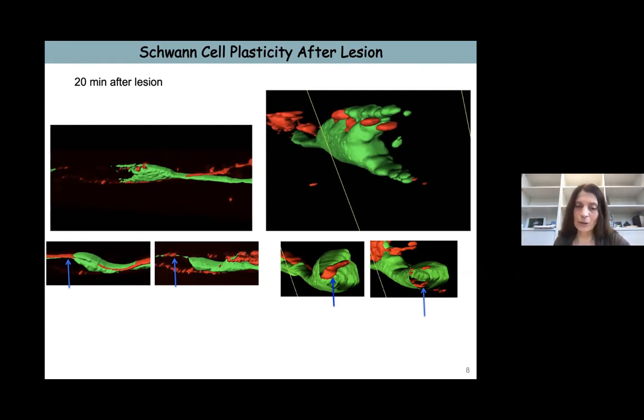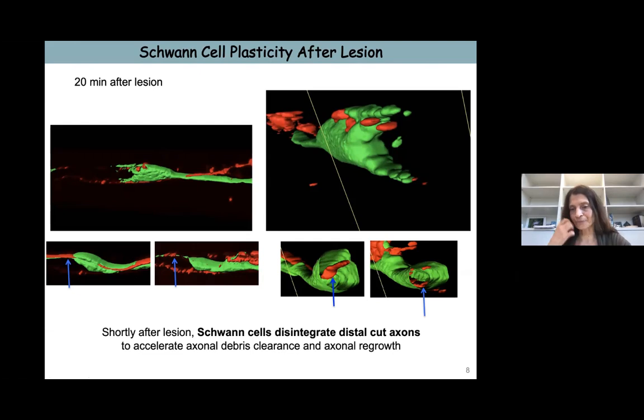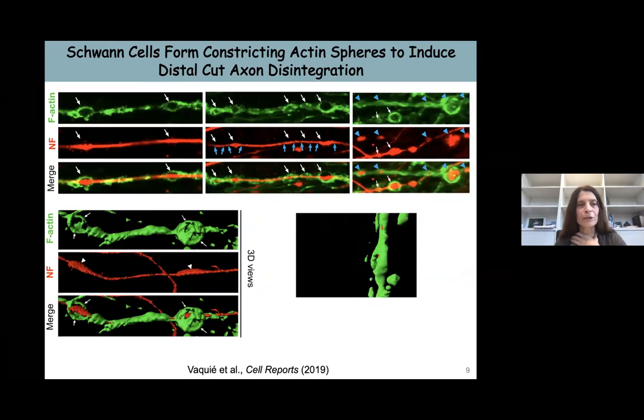So this is actually what we have shown in this article that was published last year in Cell Reports. We show that shortly after lesion, the Schwann cells accelerate the disintegration of the distal part of the axon that is cut out from the cell body. And this accelerates axonal debris clearance and also accelerates axonal regrowth. And so Adrian has shown very nicely that the Schwann cells, very fast after lesion, polymerize actin.